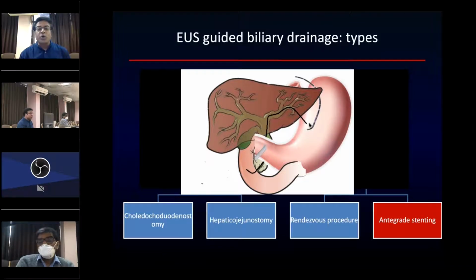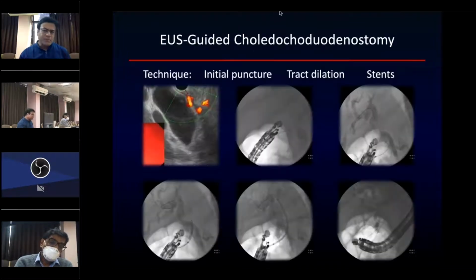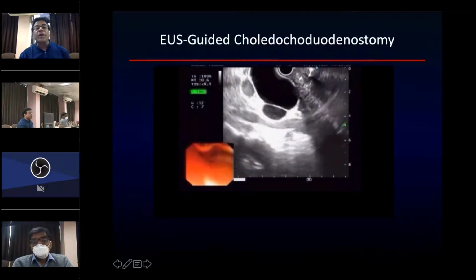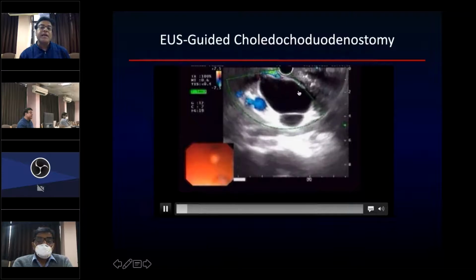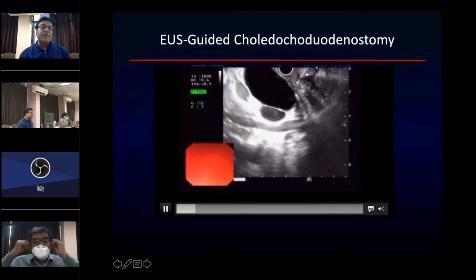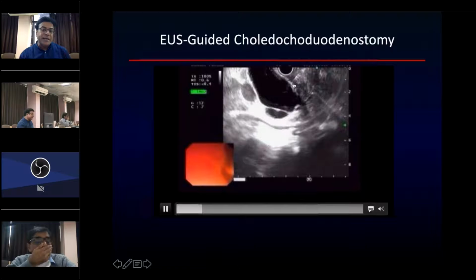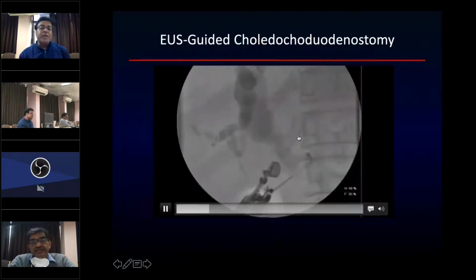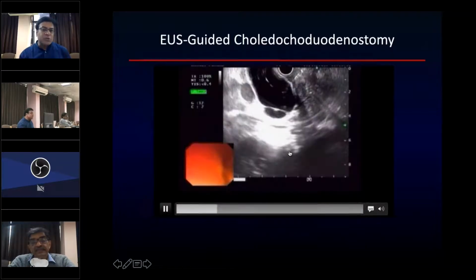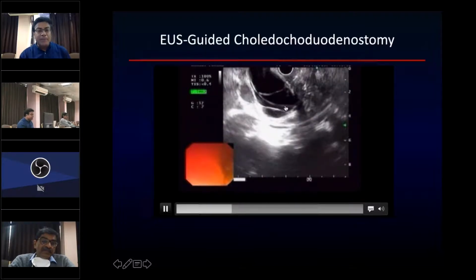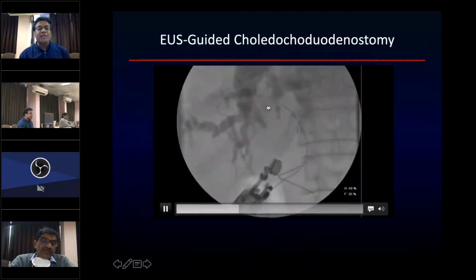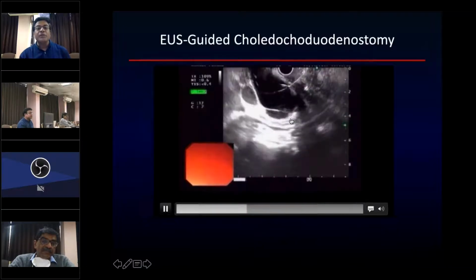We'll be discussing choledochoduodenostomy and hepaticogastrostomy. So as I mentioned, these are the important steps of a choledochoduodenostomy procedure. We do an initial puncture, tract dilatation, and place a stent. So this is how it is done on this video. You can see this is the bile duct. The scope is positioned in the first part of the duodenum. We puncture with a 19 gauge FNA needle. So this is the 19 gauge FNA needle. Then we instill contrast to delineate the biliary system. Then pass a wire. This wire goes up to the level of hilum, and we want to be sure that it has reached up to the hilum after delineation of the biliary tree.